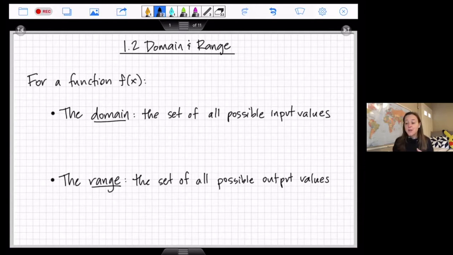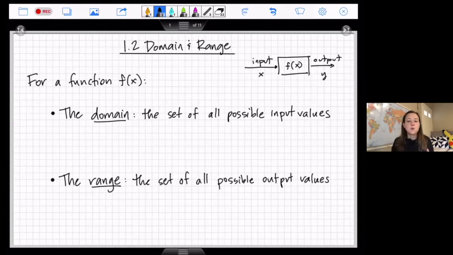So if you remember, we were thinking about a function like a machine. So here was our function, and we were plugging in values. This was our input, and then the function would give us one and only one output for each input value. And our input value was usually represented by X, and our output was usually represented by Y.